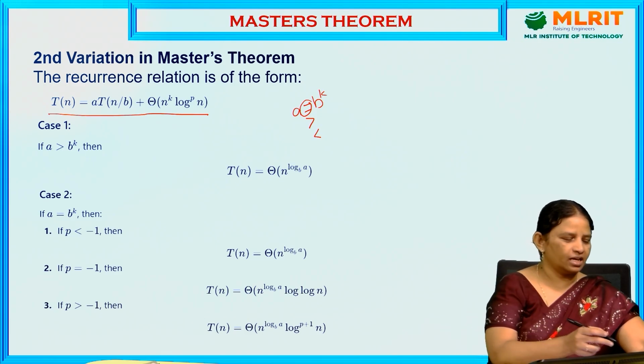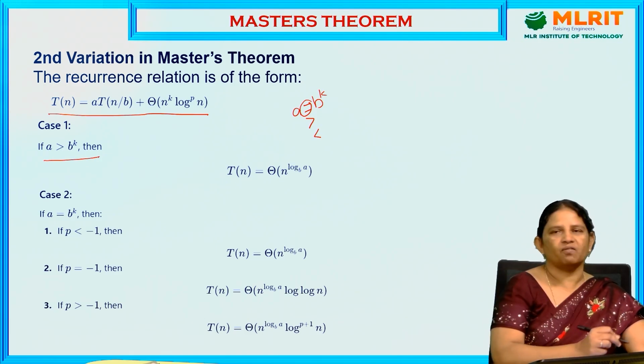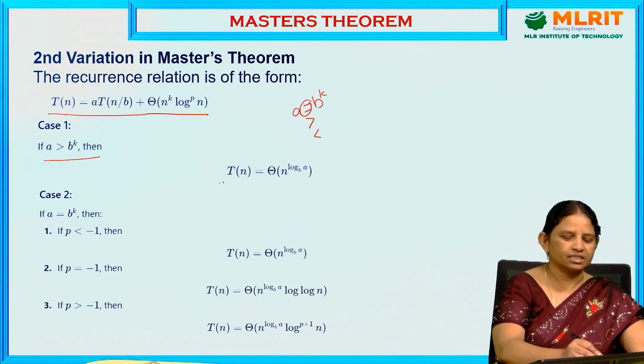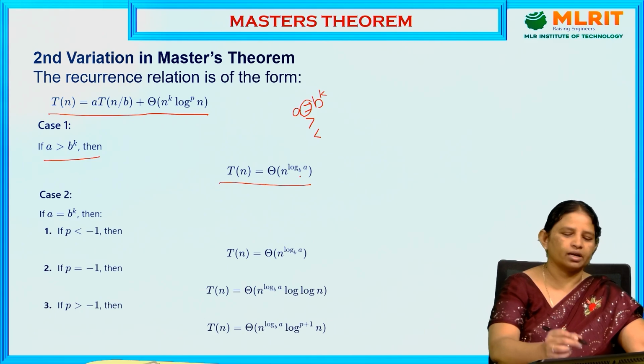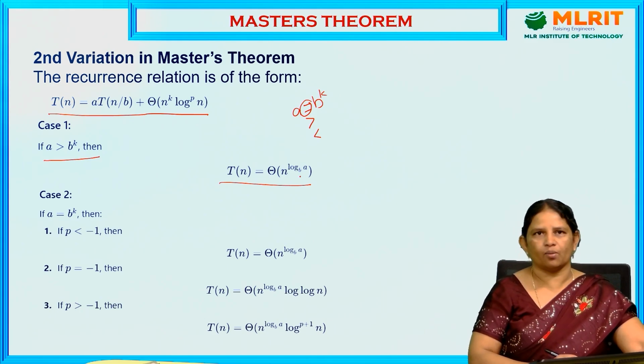Suppose if a is greater than b power k, then the time complexity is T of n equal to theta of n to the power of log a base b. That is the time complexity.